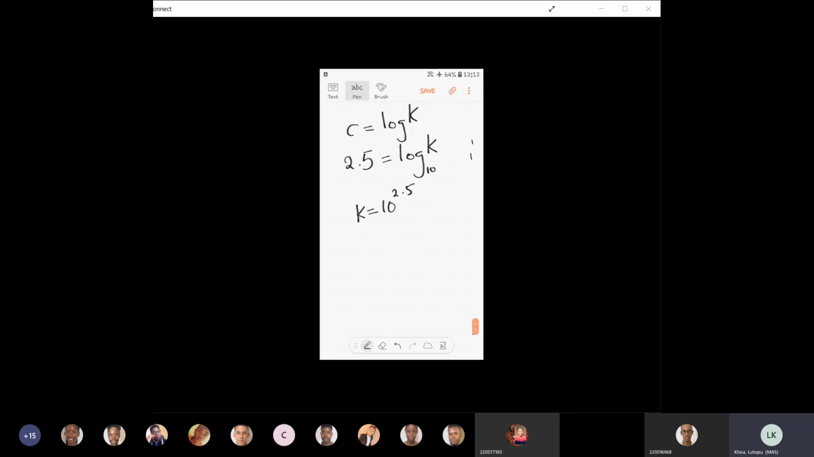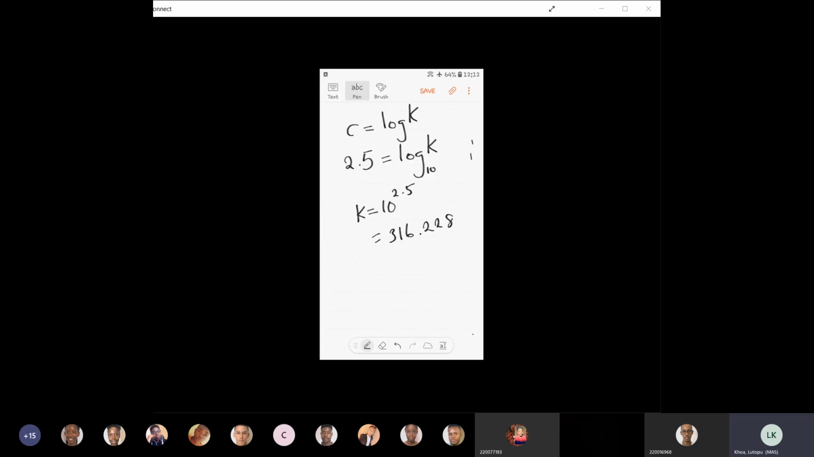And then after that, you can work it out on your calculator. I like to leave things to 3 decimal places. Say 10 to the power of 2.5. This is equal to 316.228. That is the value of k.